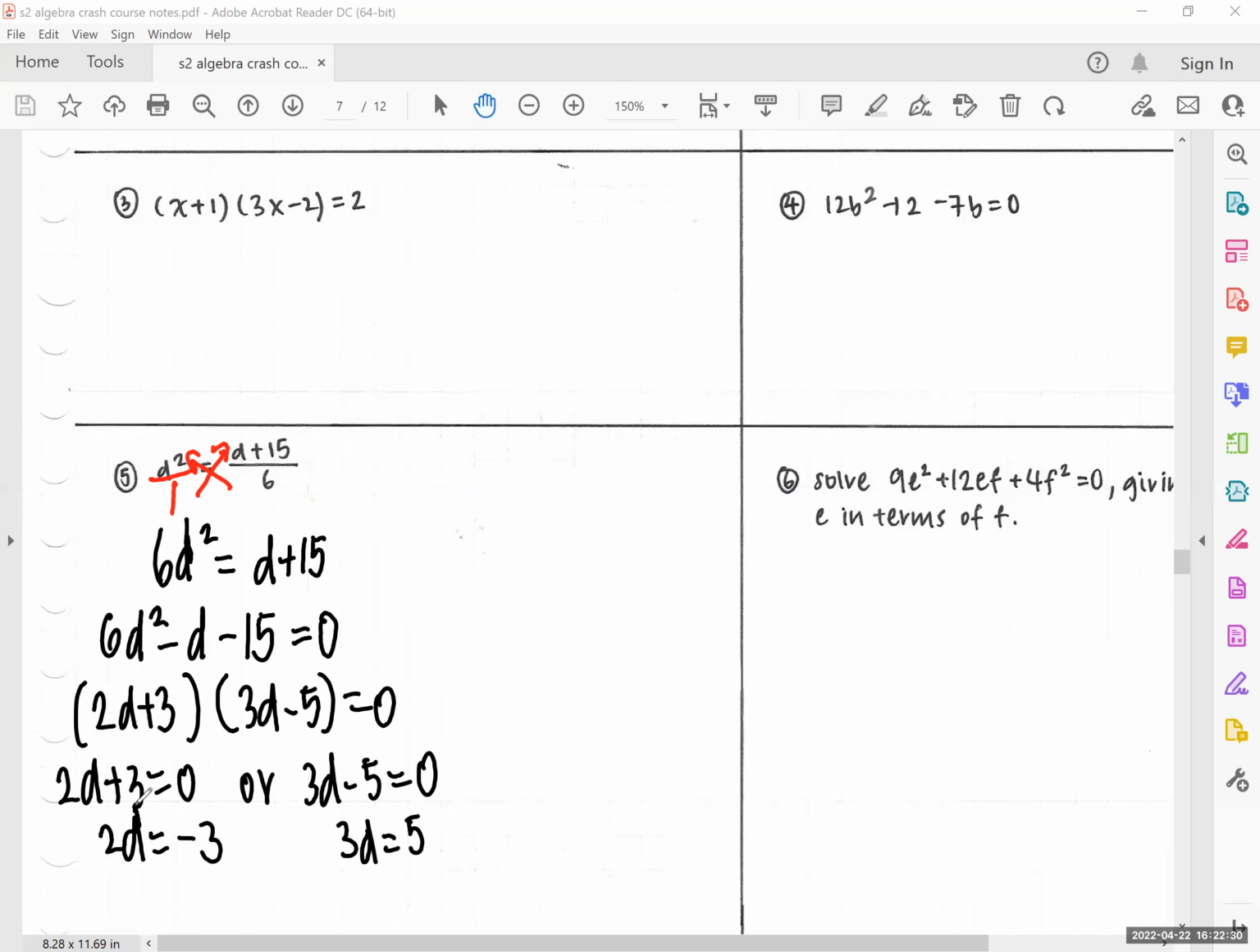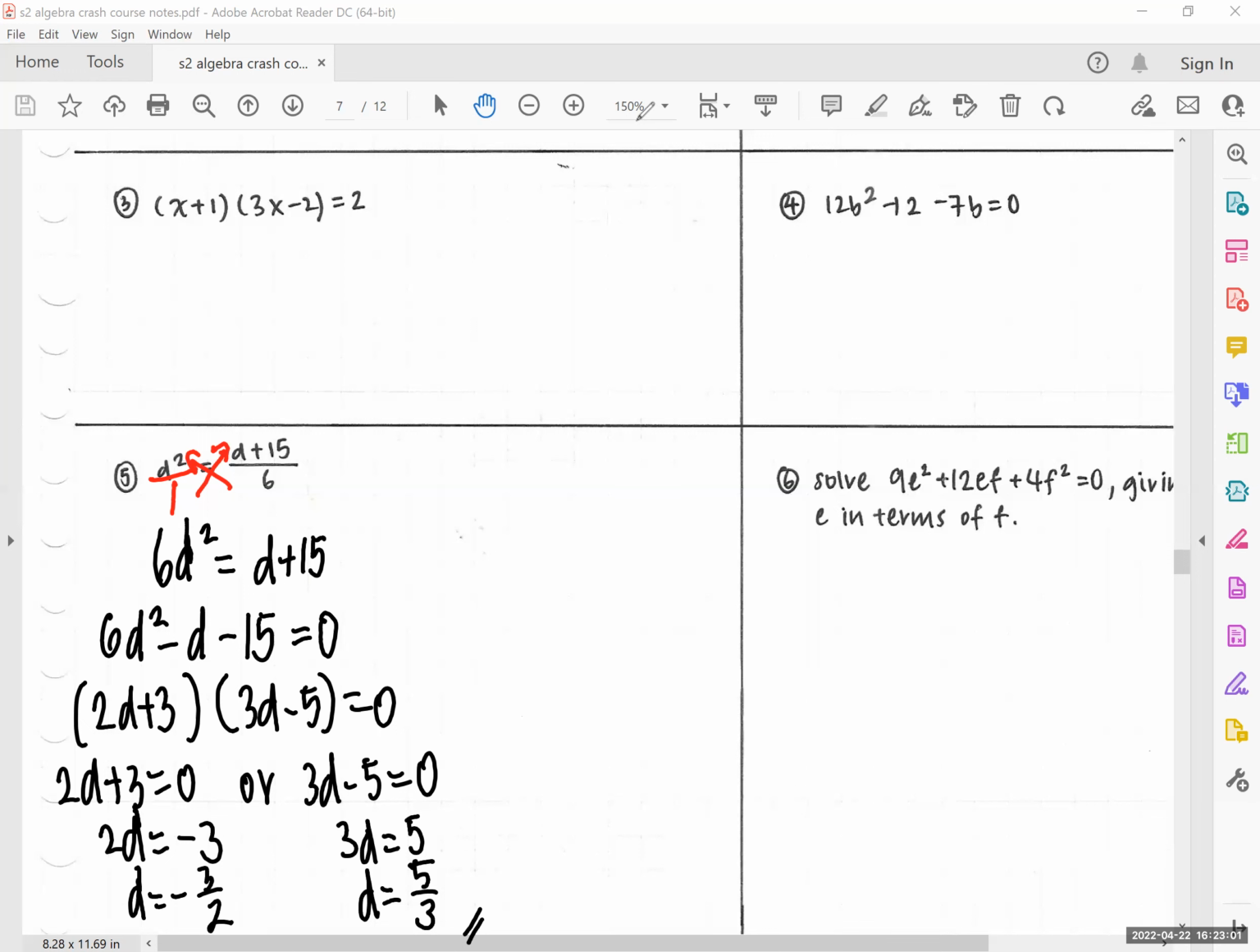you do not need a calculator for this. It's quite simple. d equals -3/2 or d equals 5/2. Yes, the end. So do take note, sometimes certain school teachers want it in mixed numbers. They're very particular. They don't want it improper. So you have to change it to mixed. Okay, so with that, we're done with question number 5.